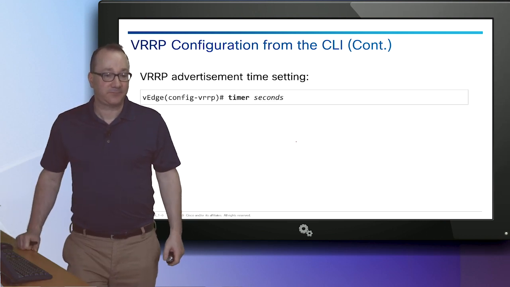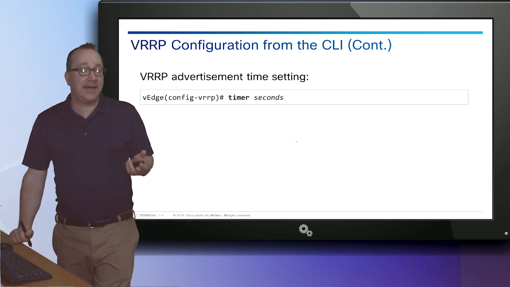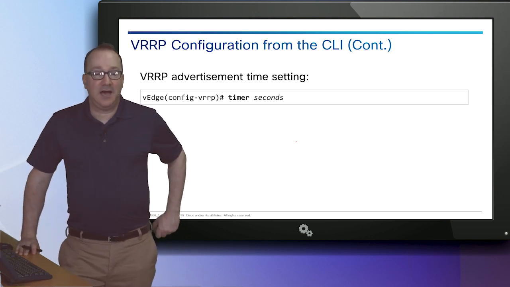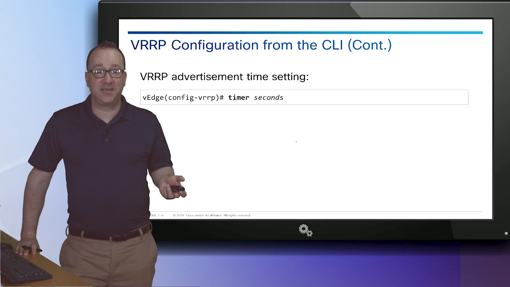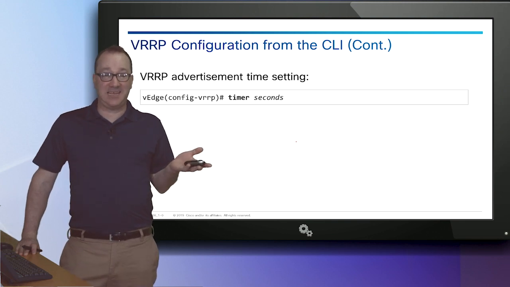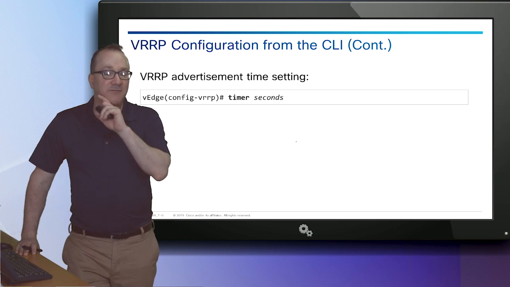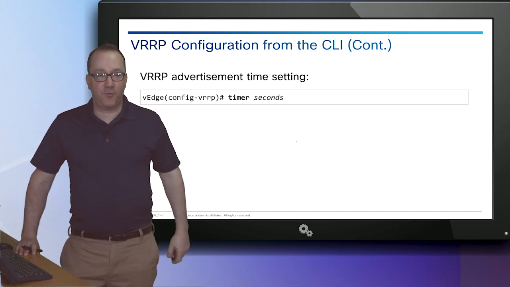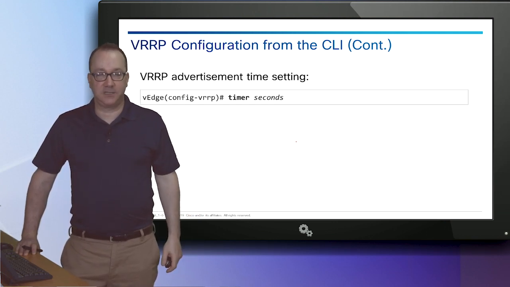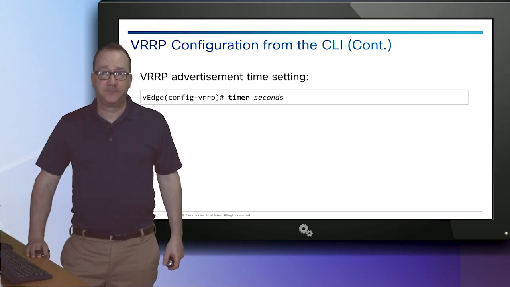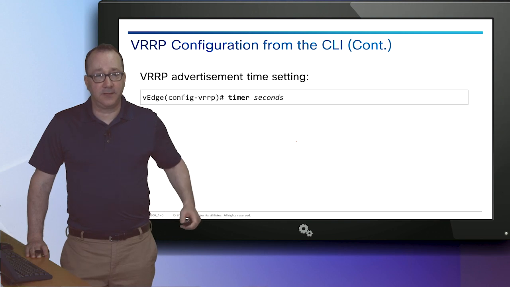The master is going to periodically send advertisement messages indicating that it's still operating. If the slave routers miss 3 consecutive advertisements, they assume the master is down and they'll go into a master election. By default, these messages are sent every second, but you can change that from 1 through 3,600 seconds by using the following command. Setting this to 3,600 seconds, I don't know why that's an option. I really don't.